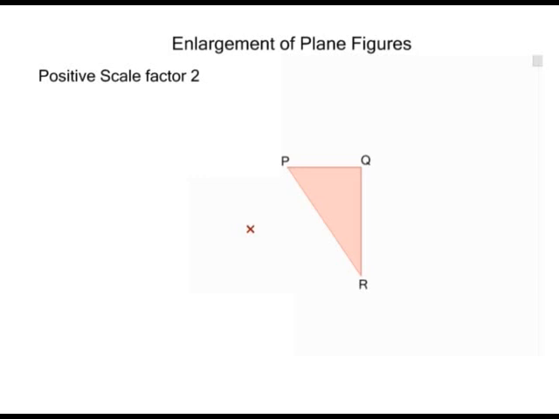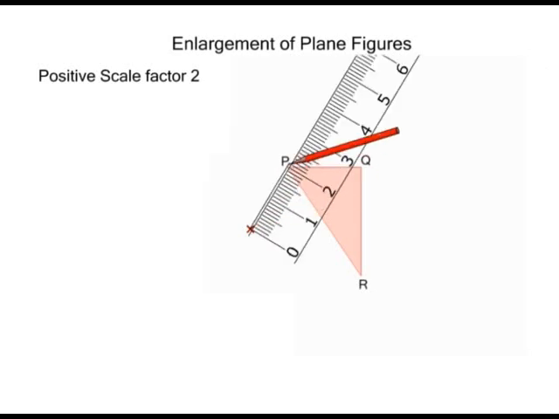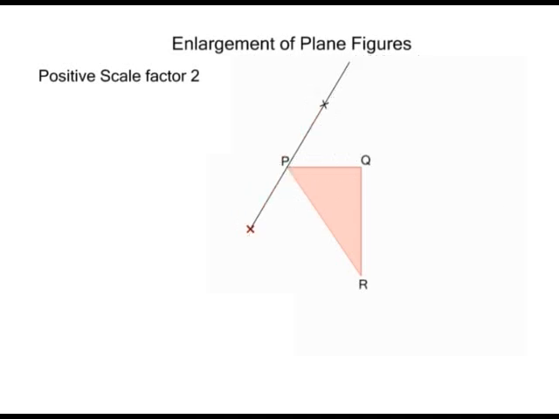First, draw a projection line from X to one of the vertices and extend it. We measure the distance XP, which is 2 centimeters. Scale factor is 2, so we double that distance and we get 4 centimeters. Notice that all distances are measured from the center of enlargement, and that is point P prime.